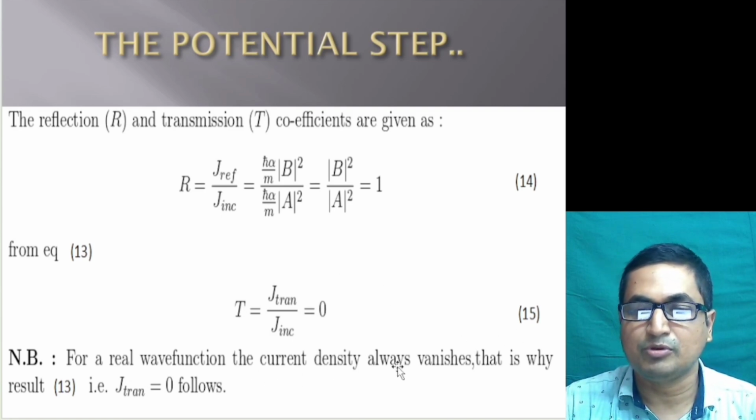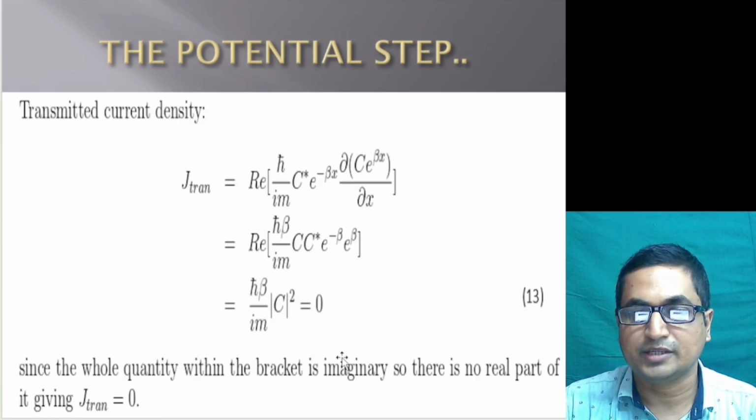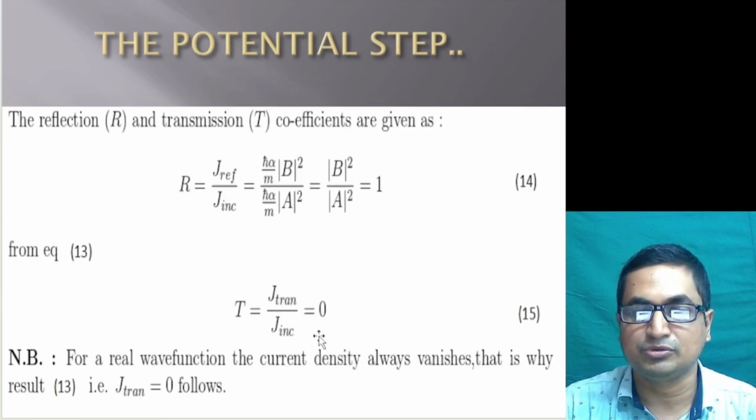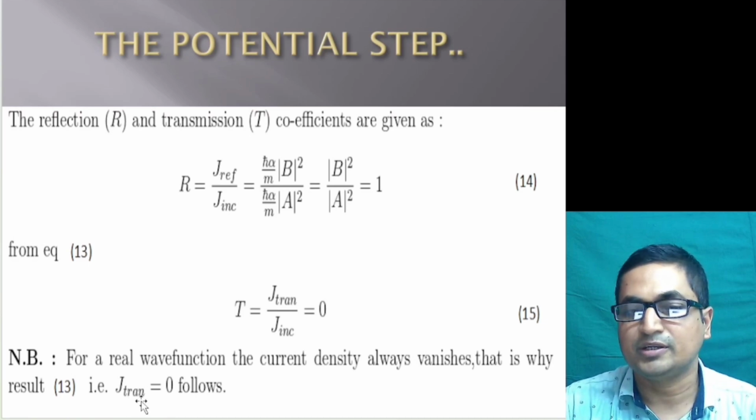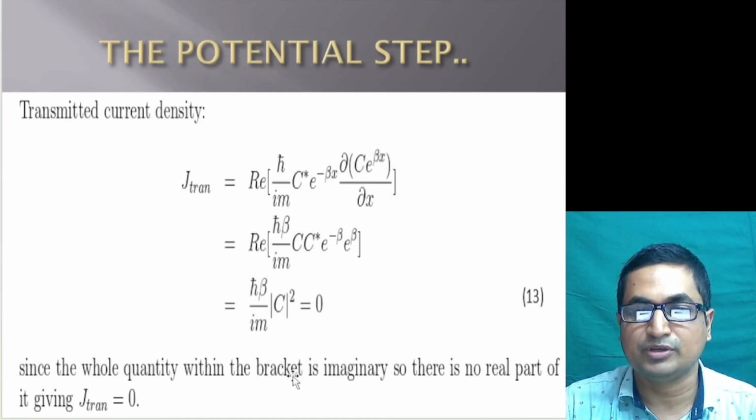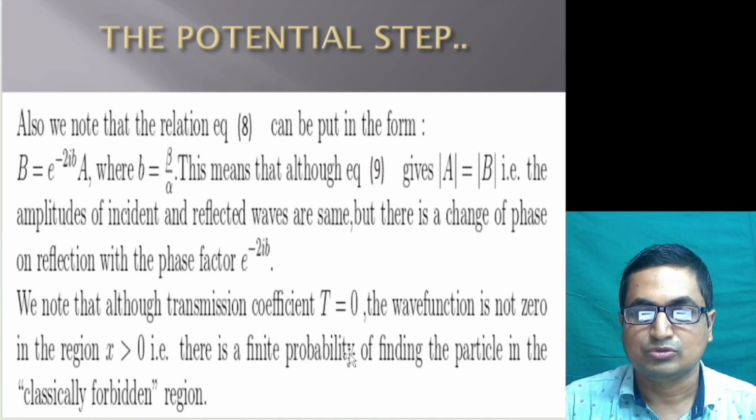Now this important point is to be noted always: if the wave function is a real one, just like this, c to the power beta x, then definitely the current density associated will be 0. So here the transmitted current density is 0, because we have a real wave function c to the power beta x in the region 2. So this is how we can calculate these things.